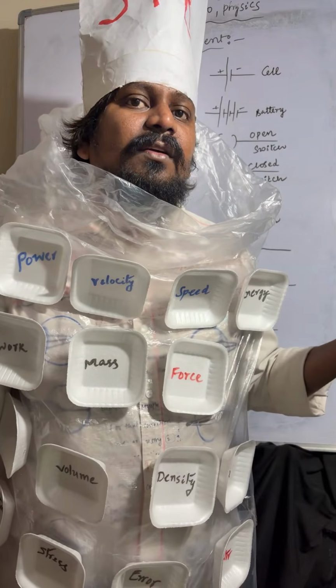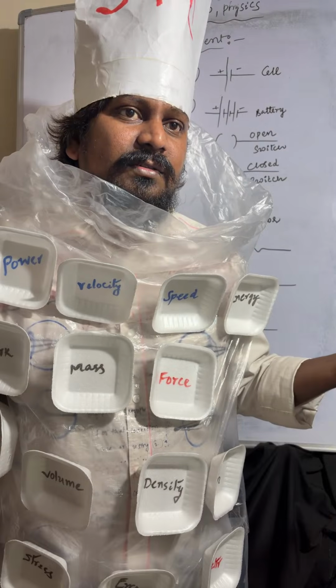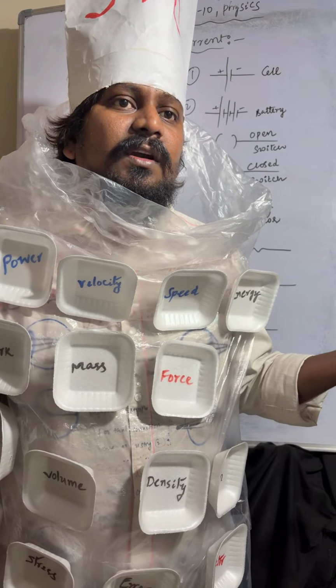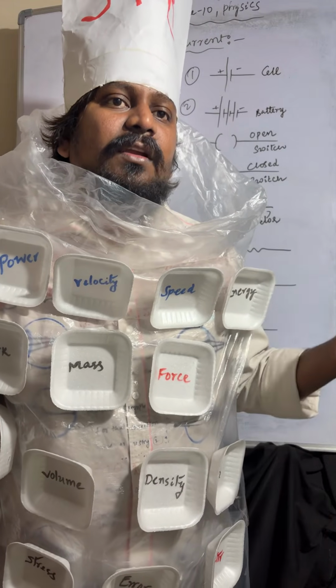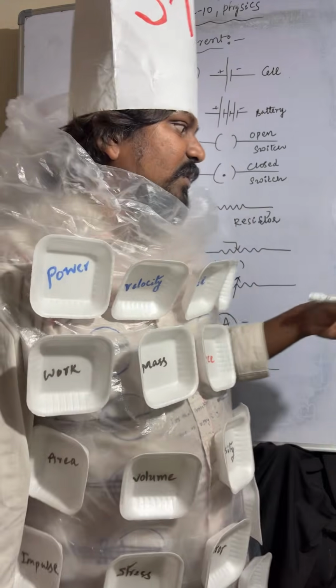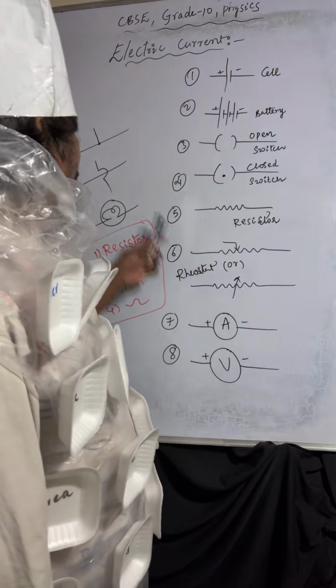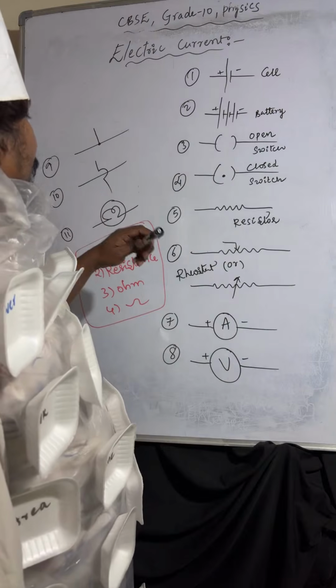Regulate the current without changing the voltage source. So that is about the rheostat. Understood? So we have the ammeter, voltmeter, wire joining, wire crossing, and bulb.